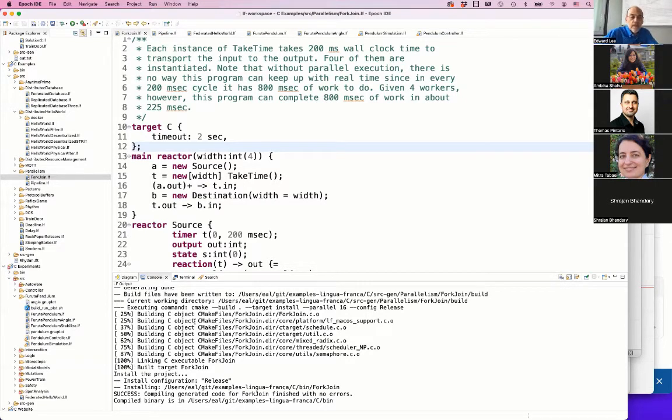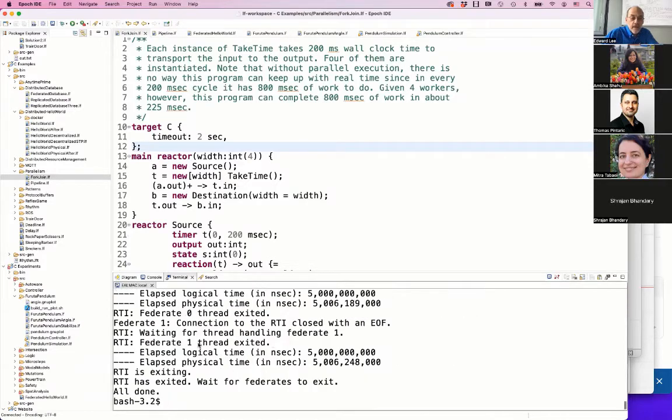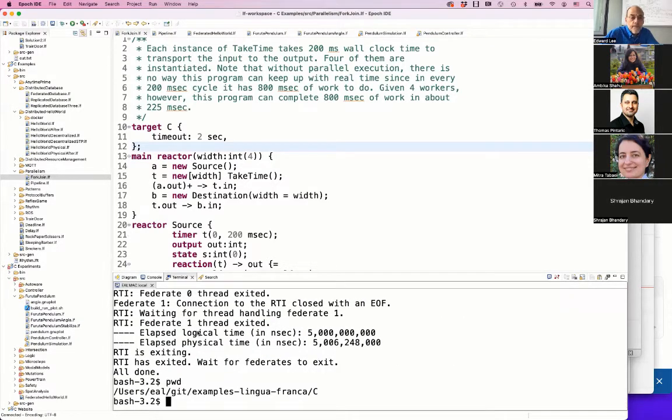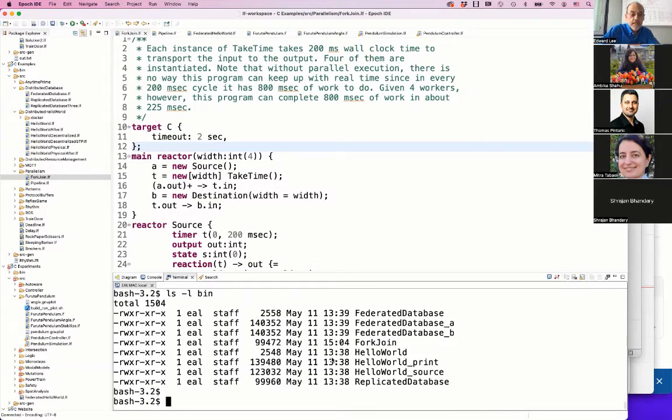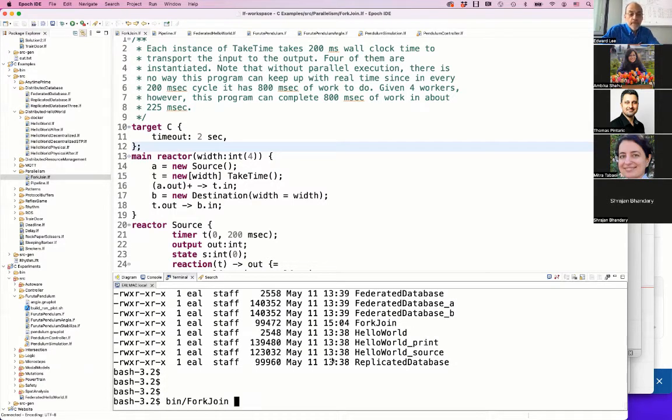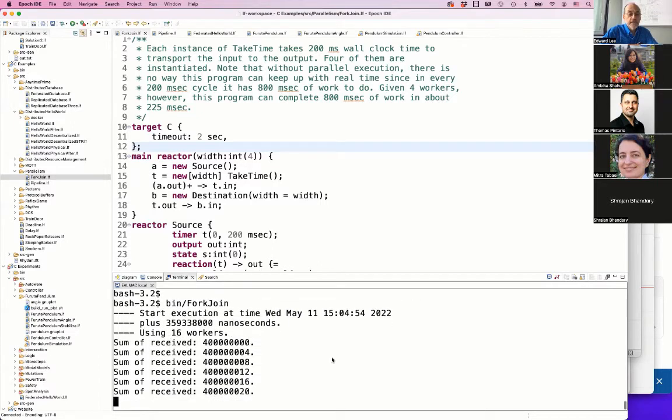Okay, so it compiled correctly. Let's see. I am in what directory? I think this is the right directory. Fork join was just created May 11th at 15:04. That sounds right. Okay, so that's this.